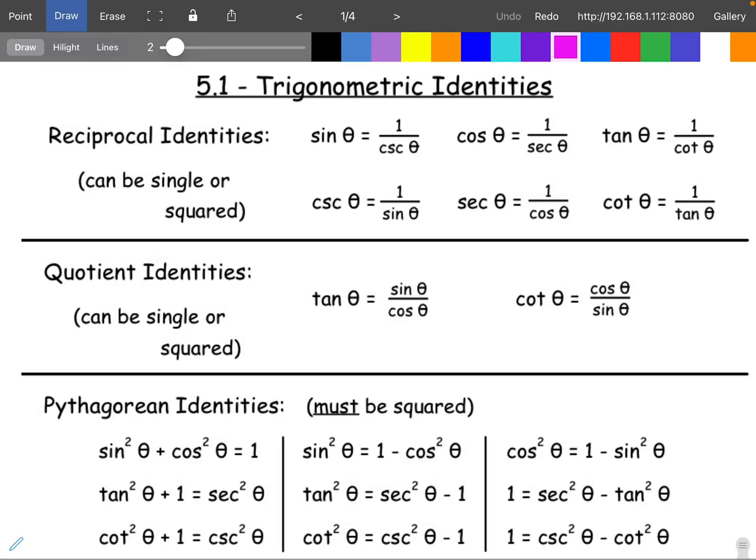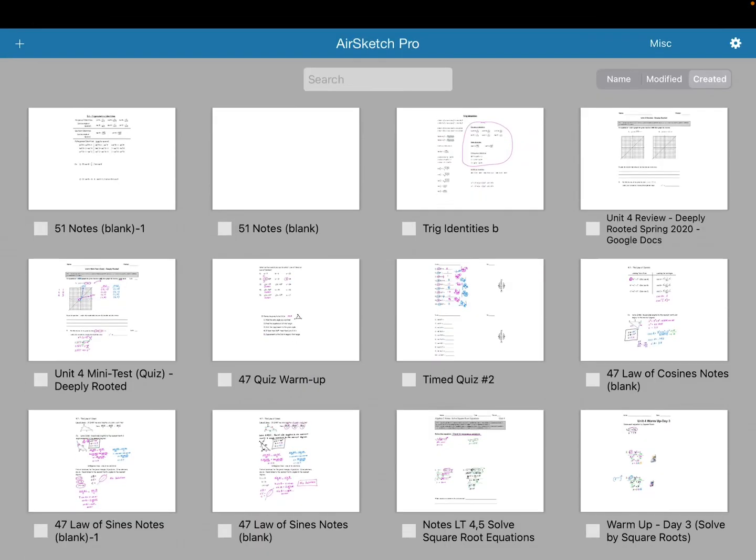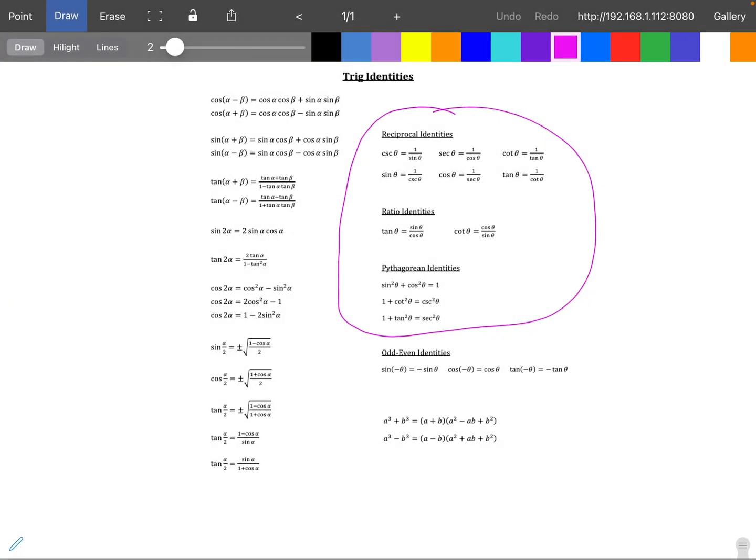All right, today we are going to be taking a look at section 5.1, which is over trigonometric identities. Now, these are the identities that we're going to be using today, and you should have these on a trig identity sheet that you're going to be given or that you already have. If you don't have that, it will be this sheet right here, and this will also be on Canvas if you need to print it out.